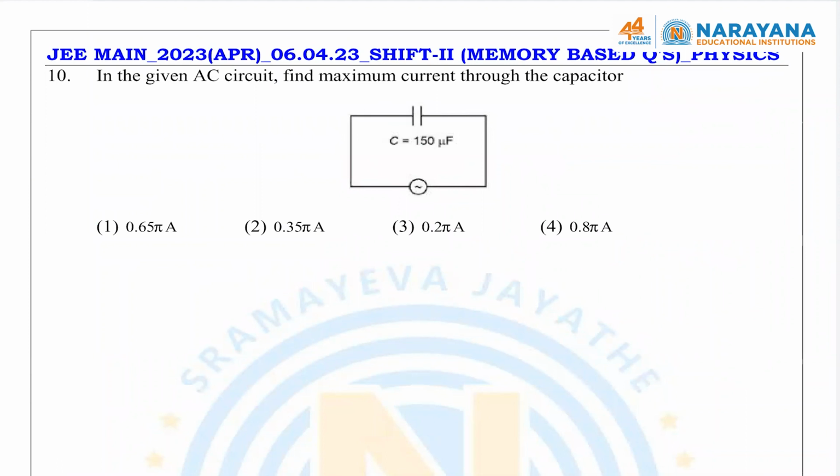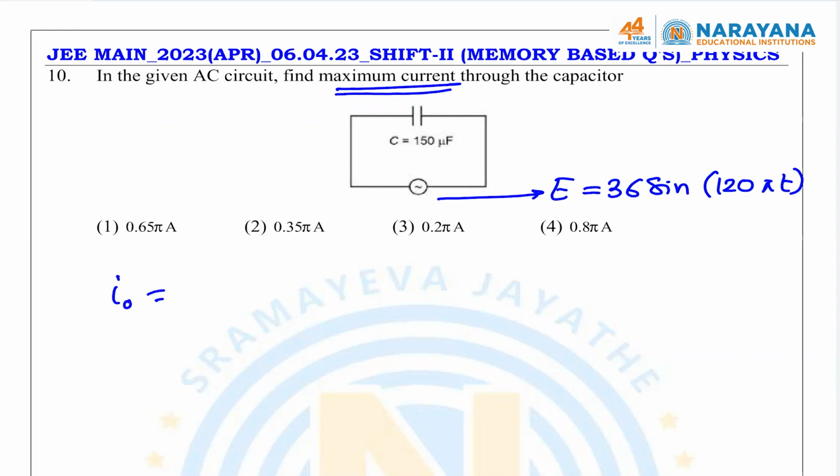So we are given an AC circuit. We want the maximum current, so the peak value. Some data is missing in this. I have a hard copy of the printout with me also, and it is given over there that this EMF is 36 sine 120 pi t. So that is the EMF. Now the peak value of current will be the peak value of EMF divided by the capacitive reactance XC. And the capacitive reactance is 1 over omega C.